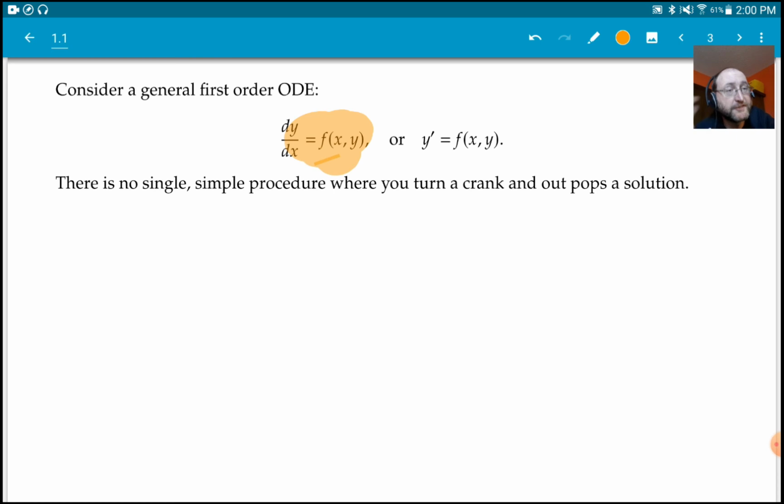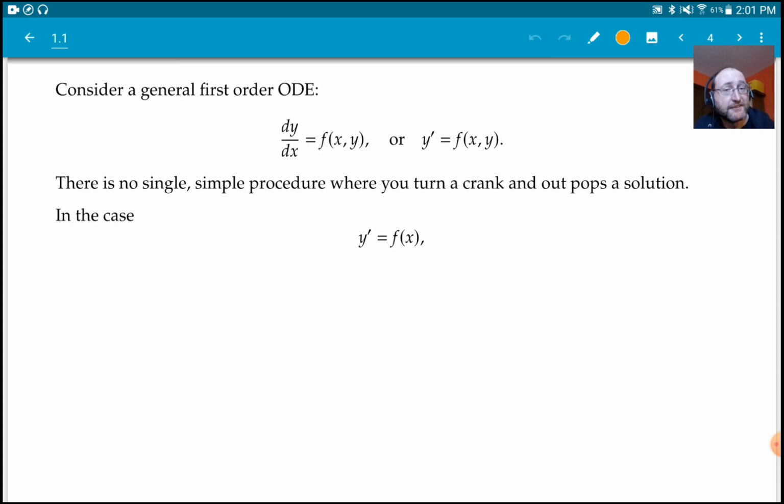For certain specific ODEs, we do have a procedure, and depending on how bad the ODE is, sometimes we have a very nice procedure, sometimes it's a bit icky, but that's life, c'est la vie.